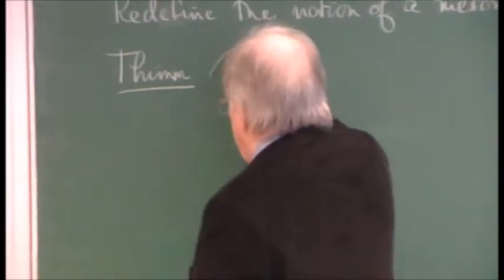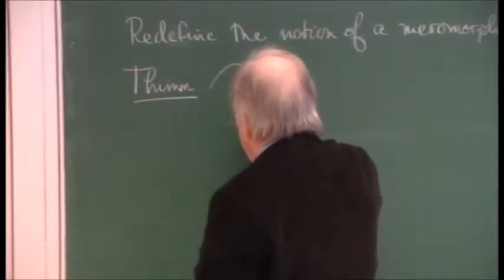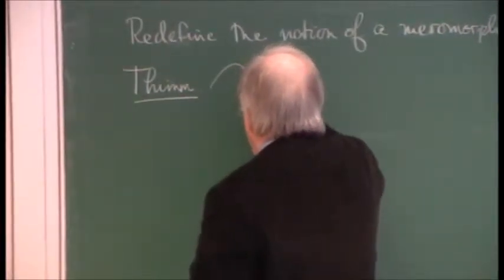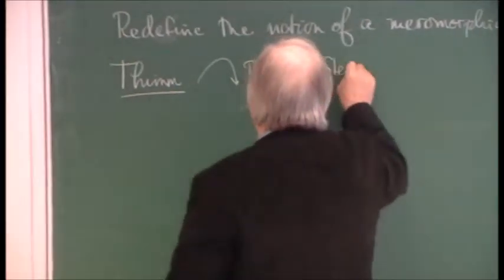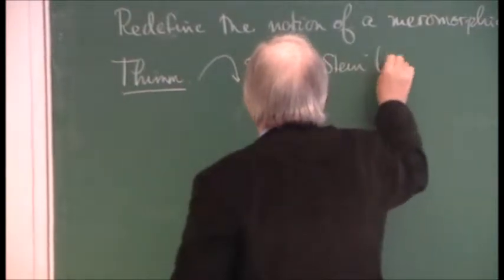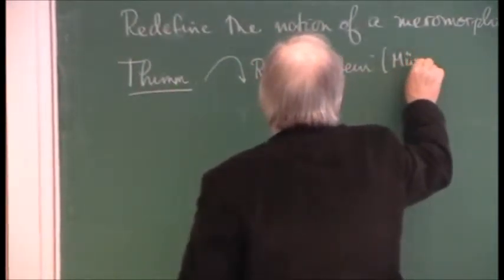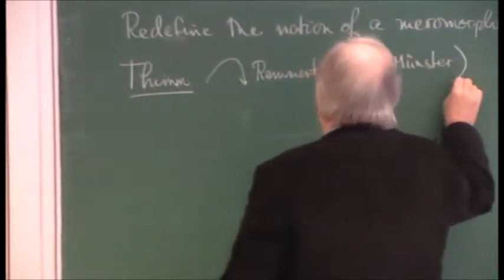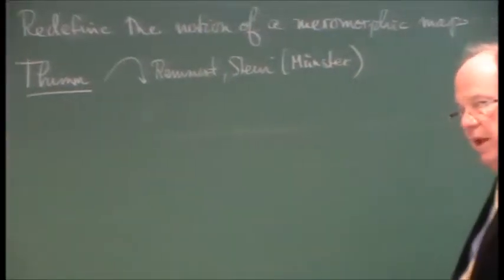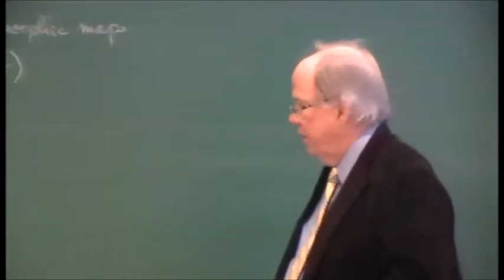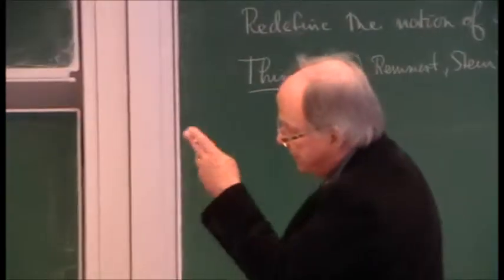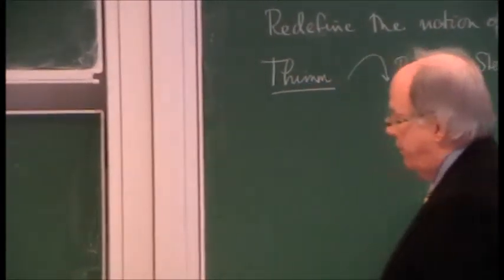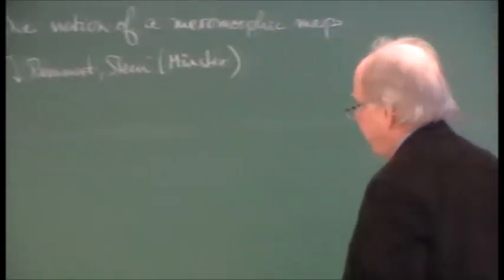So the good development is after the war, two people in my mind who really understood the point. Rembrandt Stein in Germany, in Münster, understood the notion of what should be a meromorphic map. I will simplify it a bit here. See, I just have some example there. I'm going to study the example more thoroughly in a minute, but just let's get a definition.